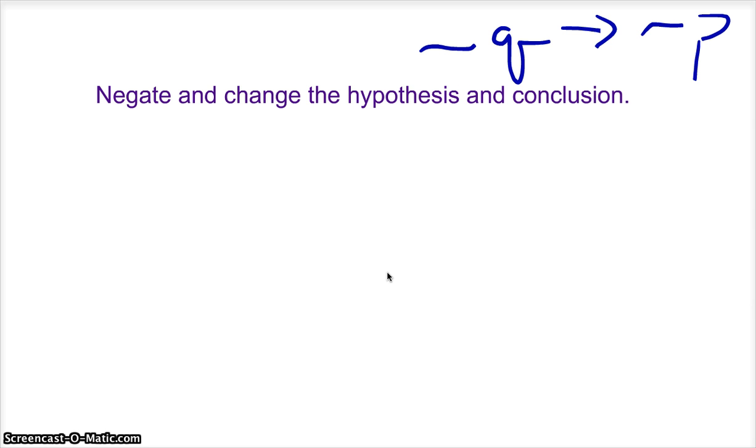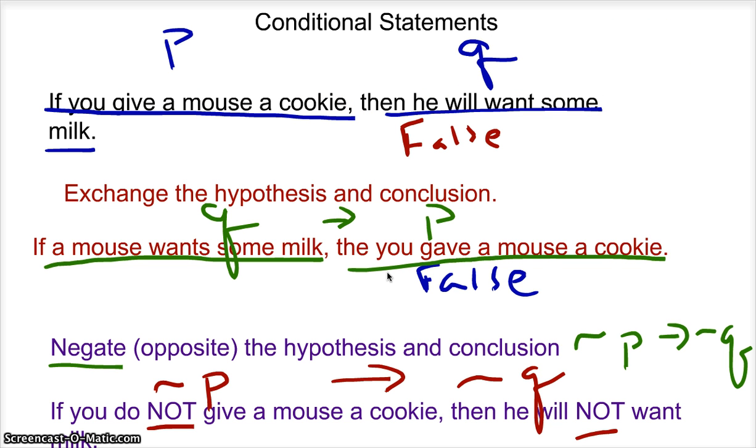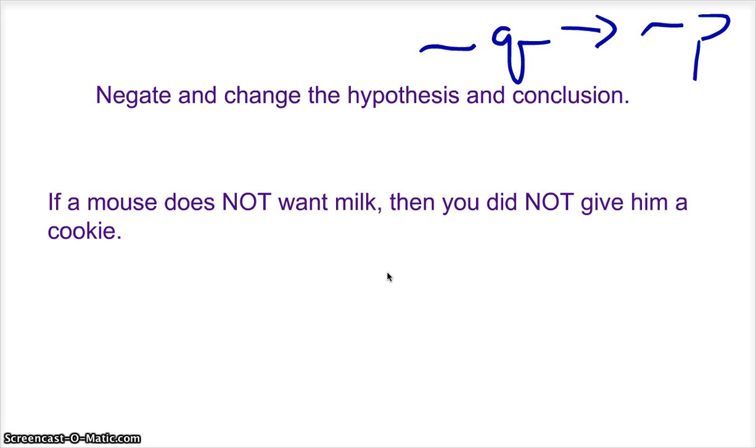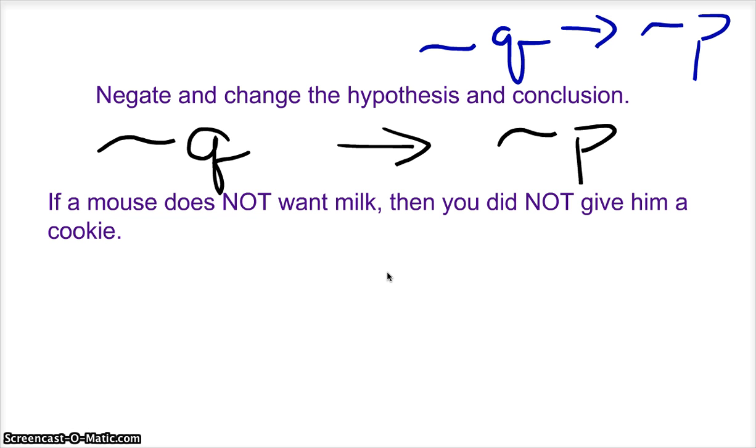So our same sentence from before: if you give a mouse a cookie, then he will want some milk. So if we negate it and exchange it, we would have, if a mouse does not want milk, then you did not give him a cookie. So notice that the Q is at the beginning, and the P is at the end, and they're both negated. So that's why it's written not Q, not P.